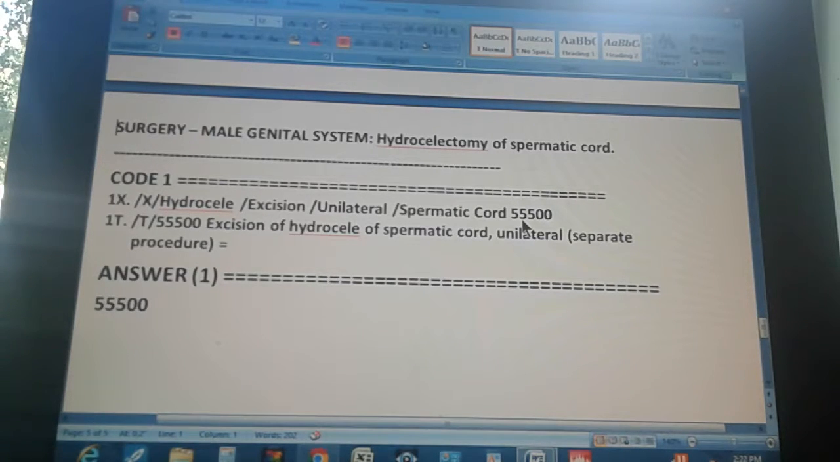Now we're going to check this code in the tabular. So the code is checked through the tabular like this. First you go to the tabular. Then you go to 55500. Right, and what is that? Excision of hydrocele of spermatic cord, unilateral, separate procedure. Separate procedure. And that parenthesis is a reaffirmation of what we told you in the tips. This is a separate procedure, right? So the equal sign means we have double-checked this code, so the answer is? The answer is 55500.